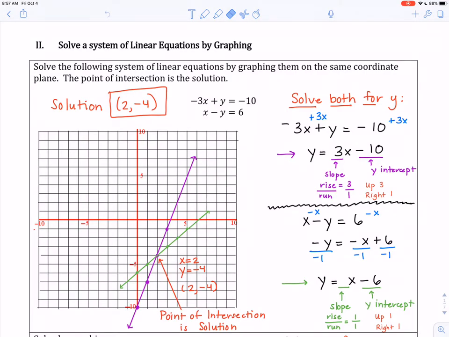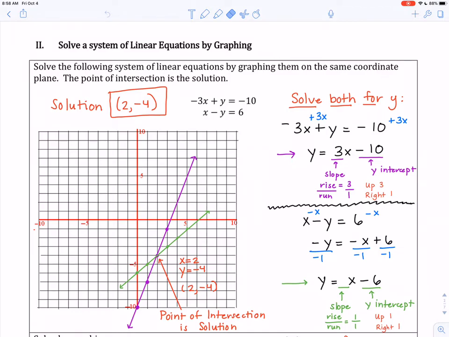Okay, so in section 8.1, you're looking at solving systems of equations. That just means you have two equations and two variables that you need to solve for. And in 8.1, you're doing this by graphing the two lines and then looking for the point of intersection. So I put several examples for you in the notes.